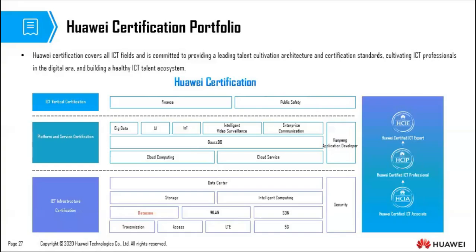Sawa. And don't settle at one. So which one is the next one for you? Just answer yourself. After Datacom, what next? Will you go to HCIP Datacom? Will you take wireless LAN? Will you take security, storage, data center? Which one?